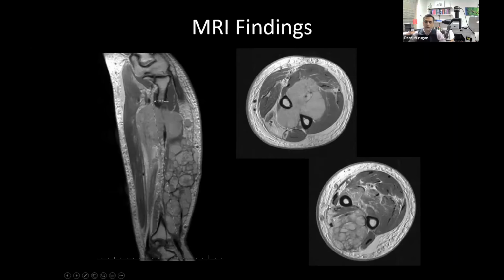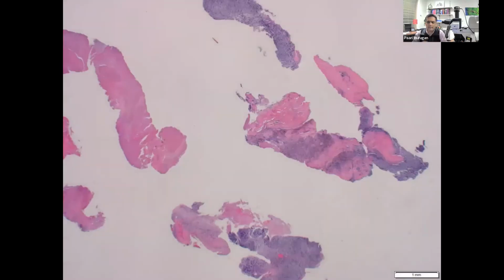So with these findings, the next step in the management of this patient would be to get a needle biopsy. And that's exactly what was done. A core needle biopsy was performed, and I will show you some images from the core needle biopsy. So these are all the fragments that we got on the biopsy. And as you can clearly see, this is a fairly heterogeneous mass.